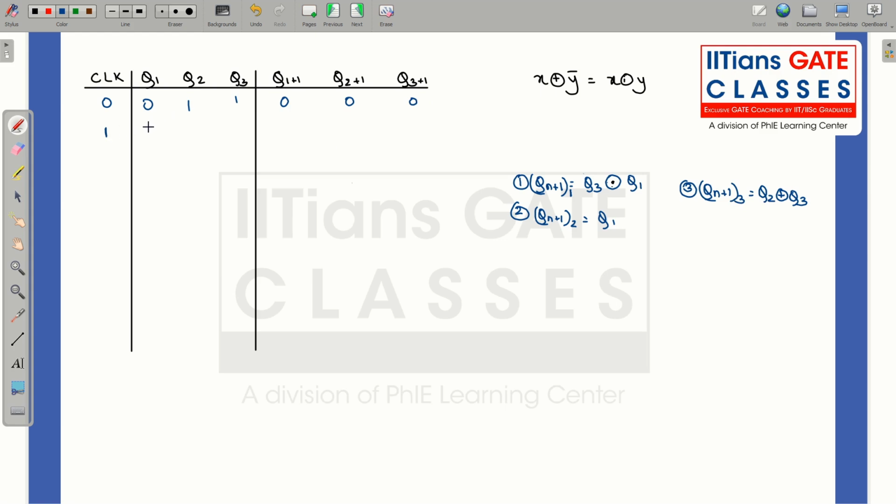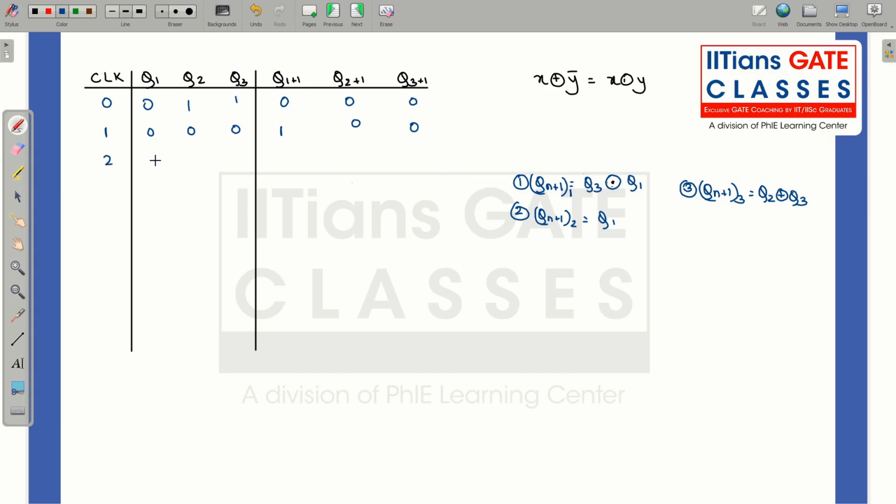At the starting of the first clock edge, my initial state is going to be 0 0 0. So next state will be Q3 XNOR Q1, so this will be 1. Q2 plus 1 is Q1, which is 0. And Q3 plus 1 is 0 XOR 0, so this will be 0.